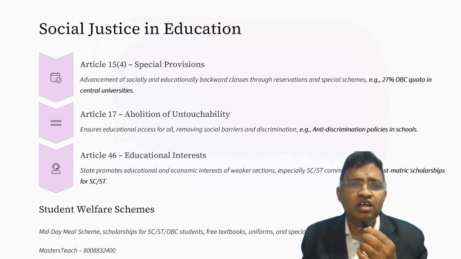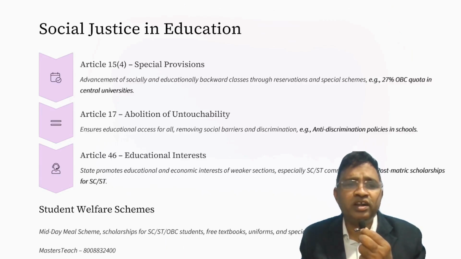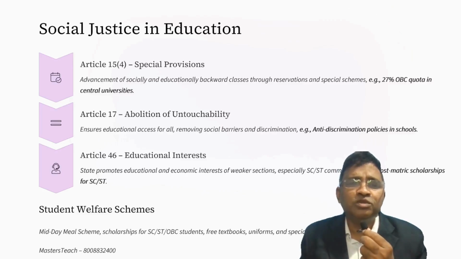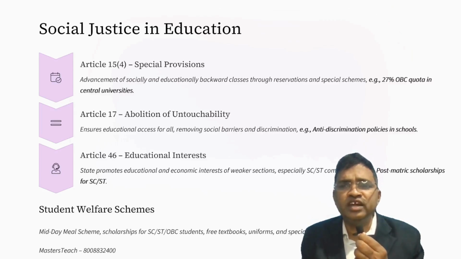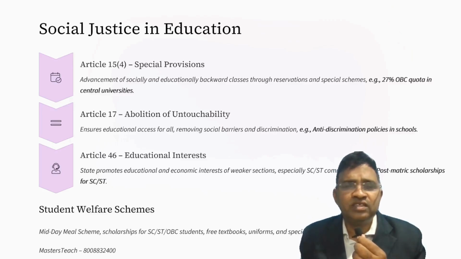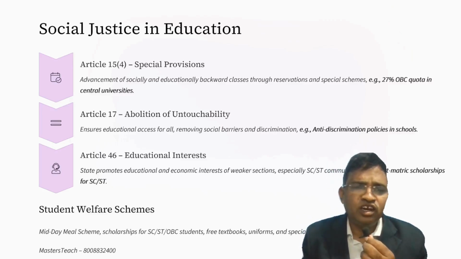Then it comes to social justice in education. So Article 15, subsection 4, special provisions are there. So advancement of socially and educationally backward classes through reservation and special schemes, like the 27% OBC quota in central universities.